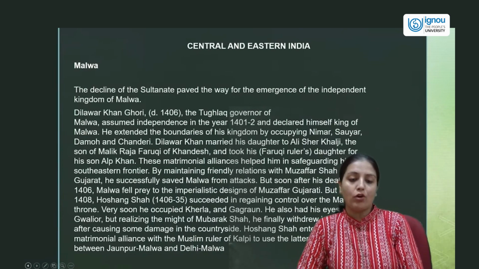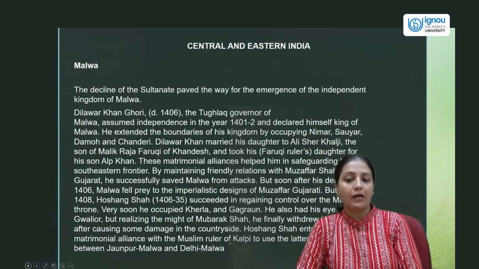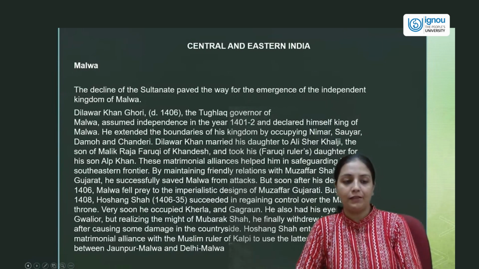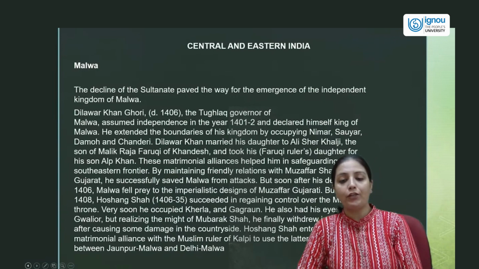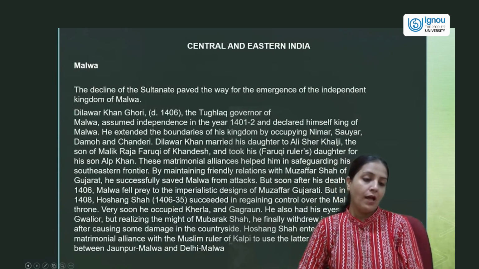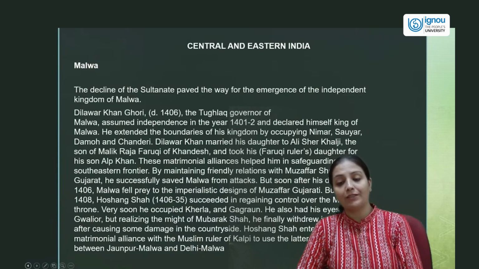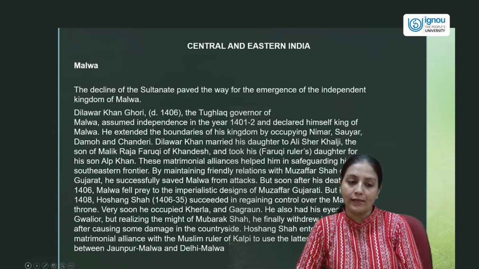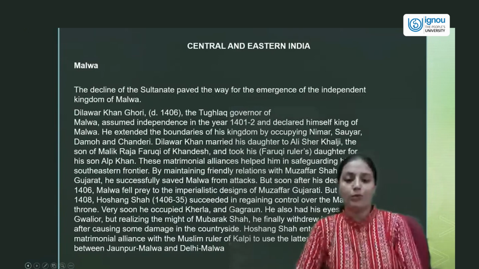Very soon, he occupied Kherla and Gagron. He also had his eyes on Gwalior, but realizing the might of Mubarak Shah, he finally withdrew in 1423 after causing some damage in the countryside. Hushang Shah entered into a matrimonial alliance with the Muslim ruler of Kalpi to use the latter as a buffer between Jaunpur, Malwa and Delhi.